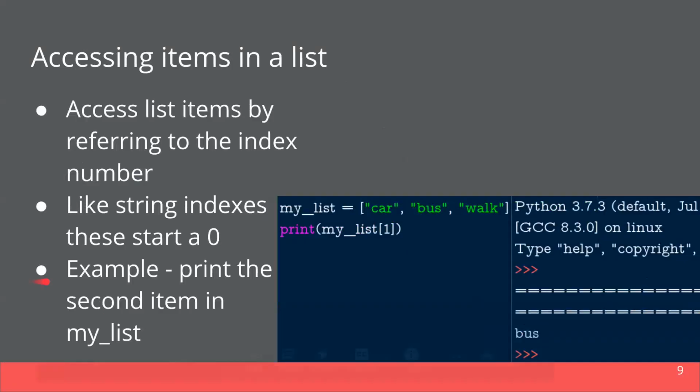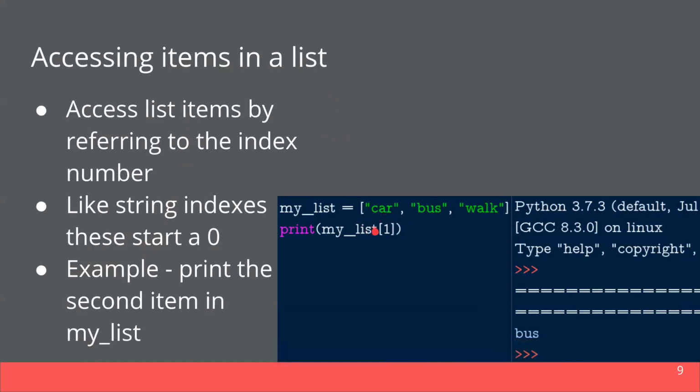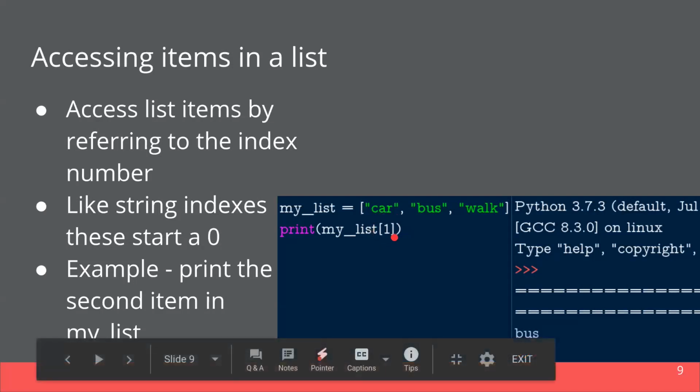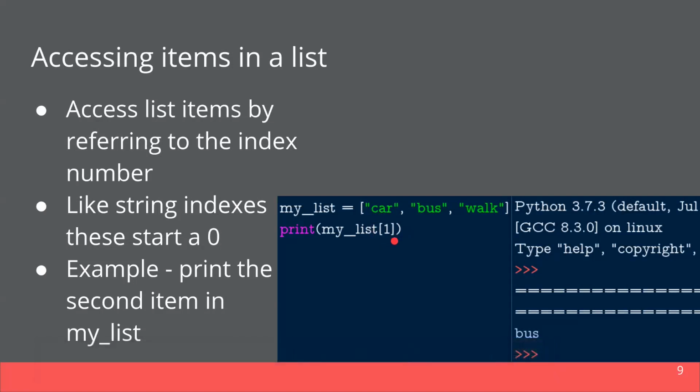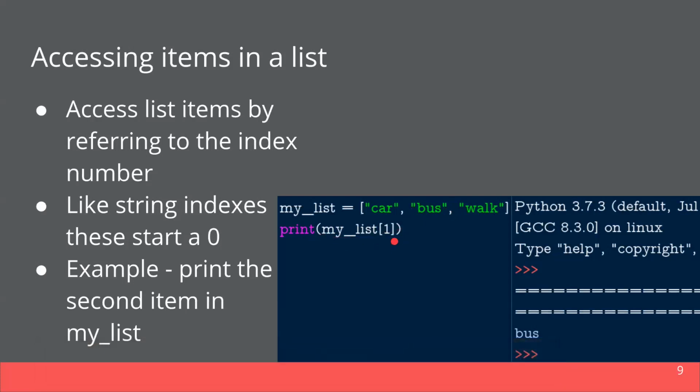So we can access lists. We can access the items in a list via the index number, just like we can with strings. Just like strings have a 0 index, which would be car, the bus is the 1 index there, and obviously walk would be 2. So if we were to print my list, square brackets 1, we can access the second value, because we start at 0 of my list.